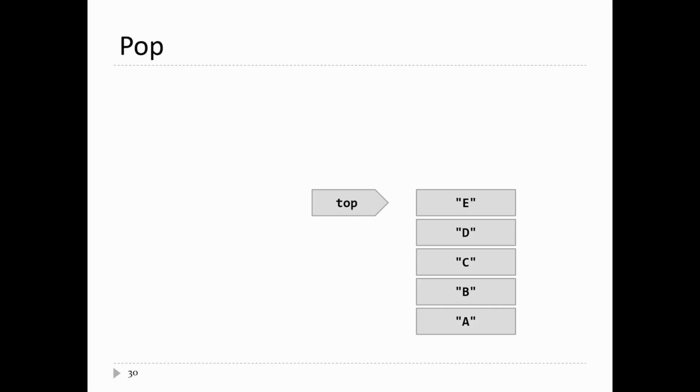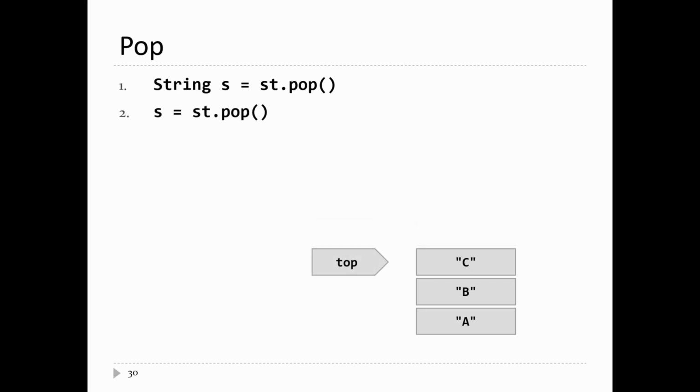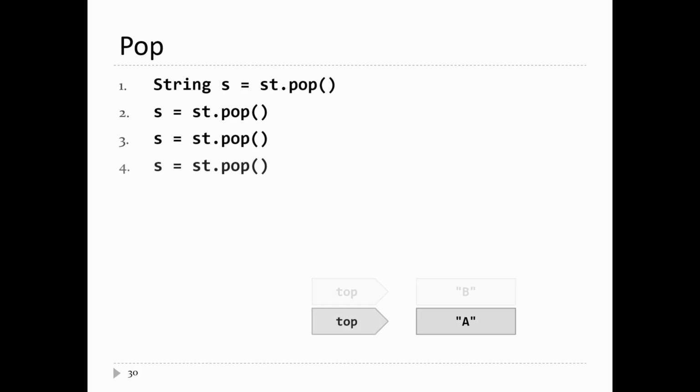What happens when you pop an element from the top of the stack? Whatever was on the top of the stack gets returned to the caller. In this case, s is going to be the string e, because e was the previous element on top of the stack. You remove that element and you're left with a stack of size 4. If you pop again, d gets returned to the caller, so s now refers to the string d, and the top of the stack goes down by 1. And so on. When you pop all the elements off the stack, you're in the situation where you have an empty stack again.